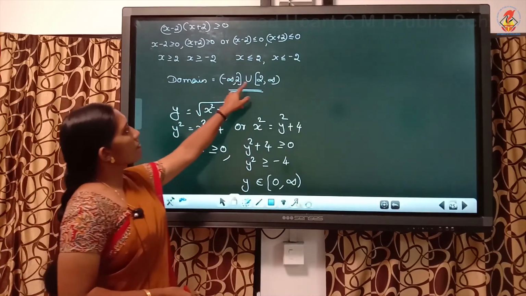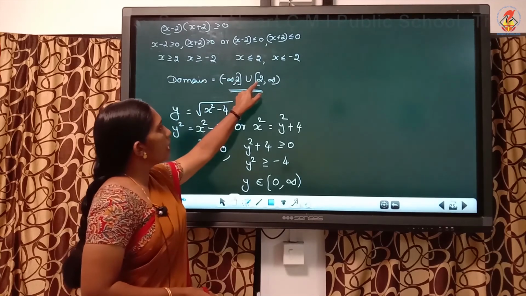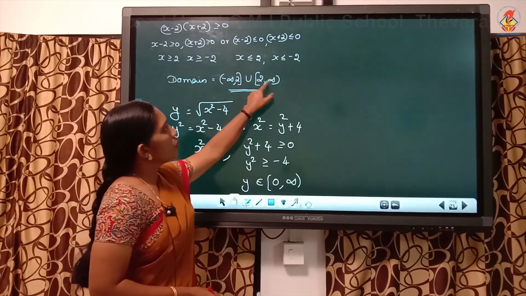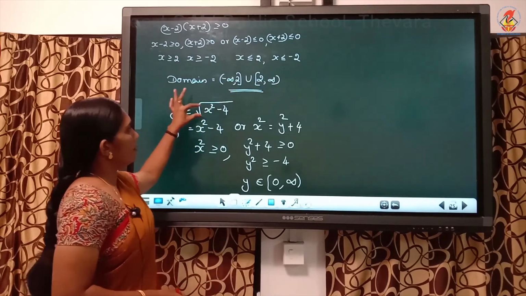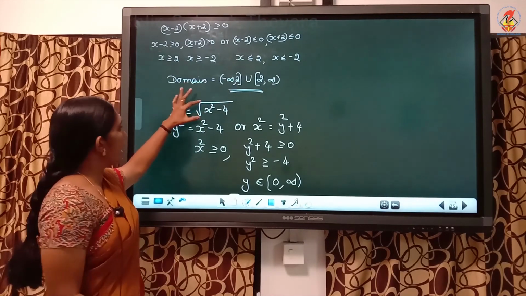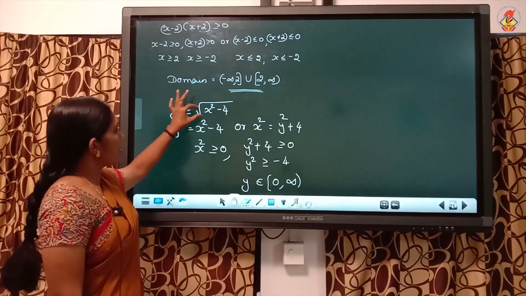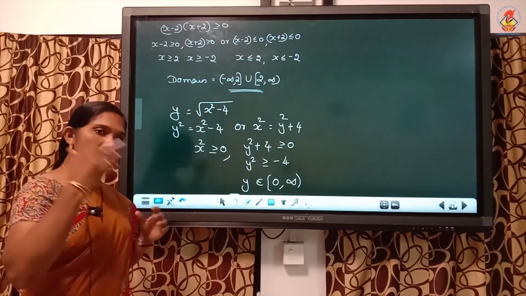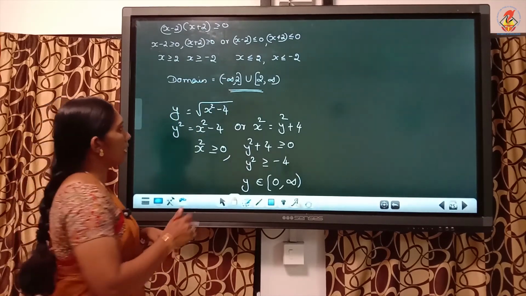So here, look at the x values. The minimum value is here, 2 to infinity. Here all are negative. If you give a negative value, you will get great big values. Higher values minus 4 is a positive number, definitely you will get.